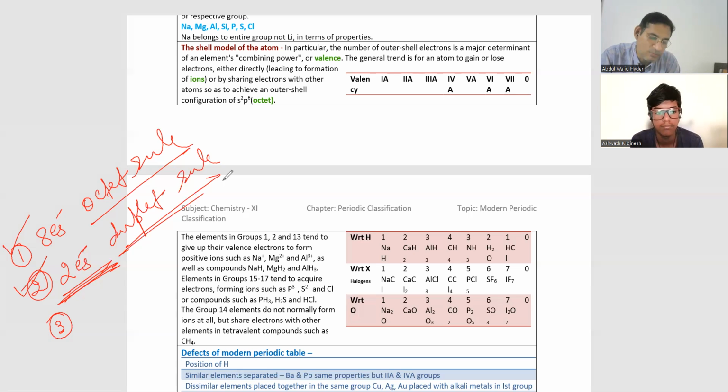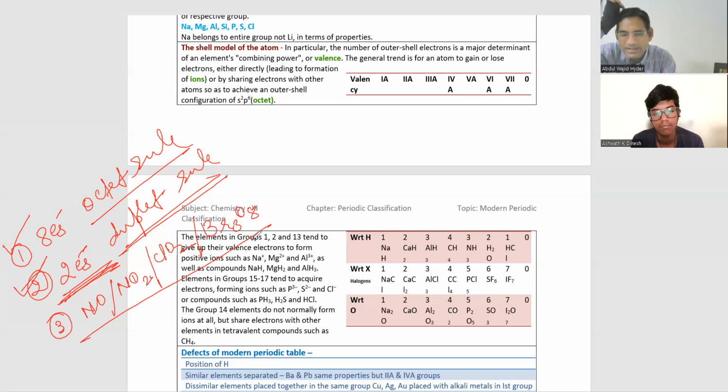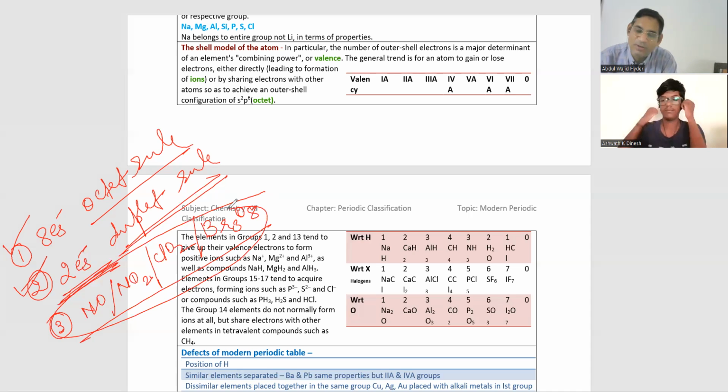But this duplet, though most modern, won't be able to explain NO, won't be able to explain NO2, won't be able to explain ClO2, won't be able to explain Br3O8. Here in all these cases, if you are good in the periodic table, then you will understand all these points and you will be answering even those questions which are not there in your book.